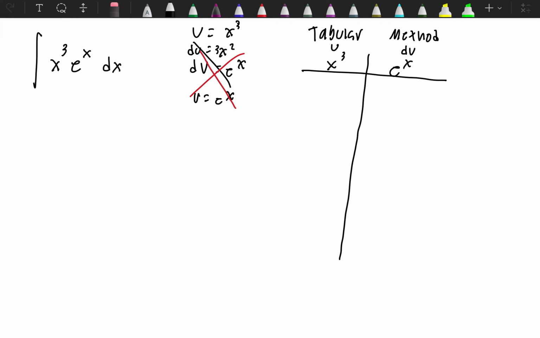So essentially, you have this, right? Then you're just going to do 3x squared, 6x, 6, and then 0. Then for e to the x, or for dv, you're just going to take the integral of it. So essentially it's just going to be e to the x, e to the x, e to the x, and e to the x. And from there, you're going to pair it up like so.